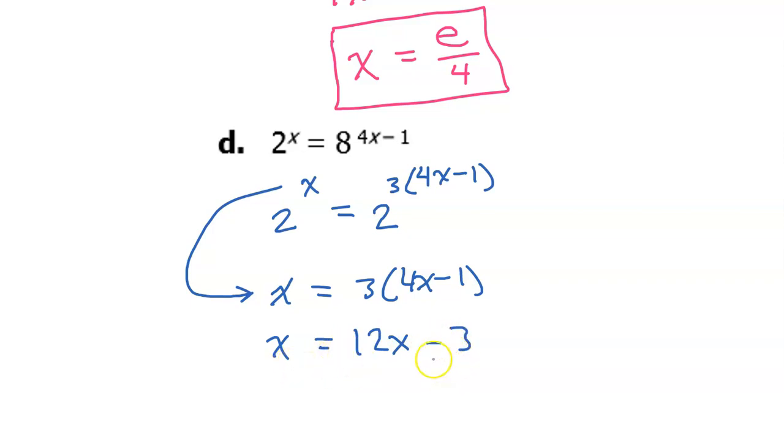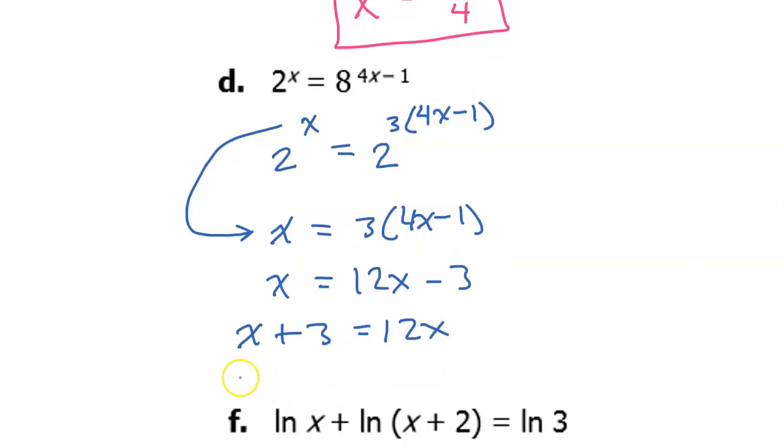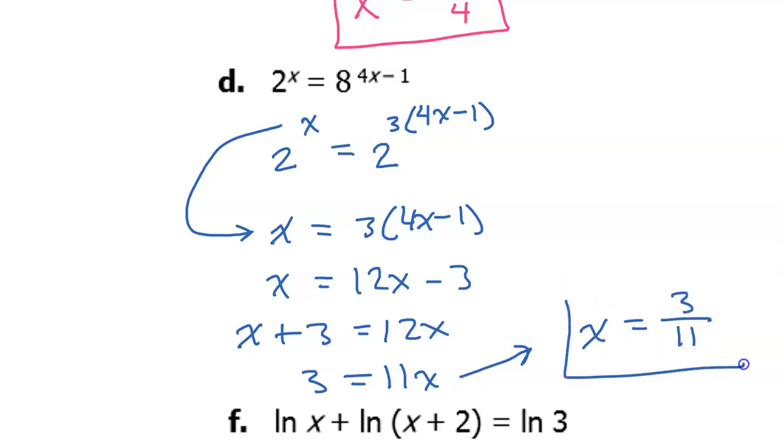Let's see, I guess I will add 3 to both sides. So that will give me x plus 3 is equal to 12x. And then now I will subtract x from both sides, and that will give me 3 is equal to 11x. Dividing both sides by 11 gives me x is equal to 3 over 11.